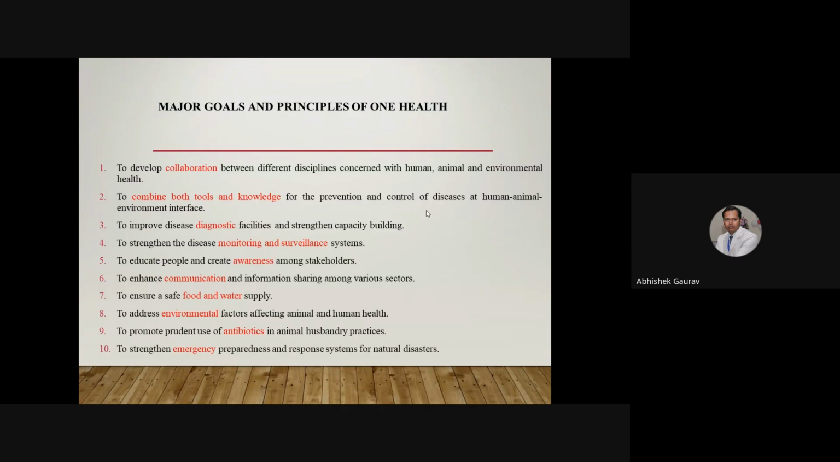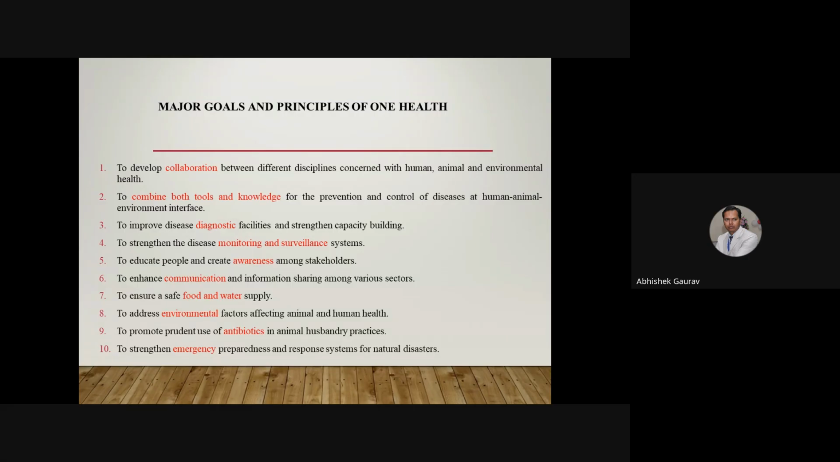Then enhanced communication. Communication and information sharing is very important. To manage any disease, we have to be very efficient in communication and information sharing. For example, when COVID started from Wuhan, China, if the information had spread earlier, then we could have easily controlled the COVID pandemic.